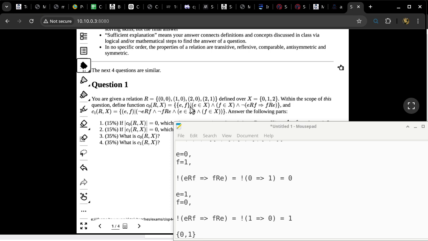There's an implicit for all stated here. So for every way to have E and F, if one of them is false, the whole thing is false. That means {0, 1} does not meet this requirement, because there's one way to look at {0, 1} as a set so that this requirement is not met.